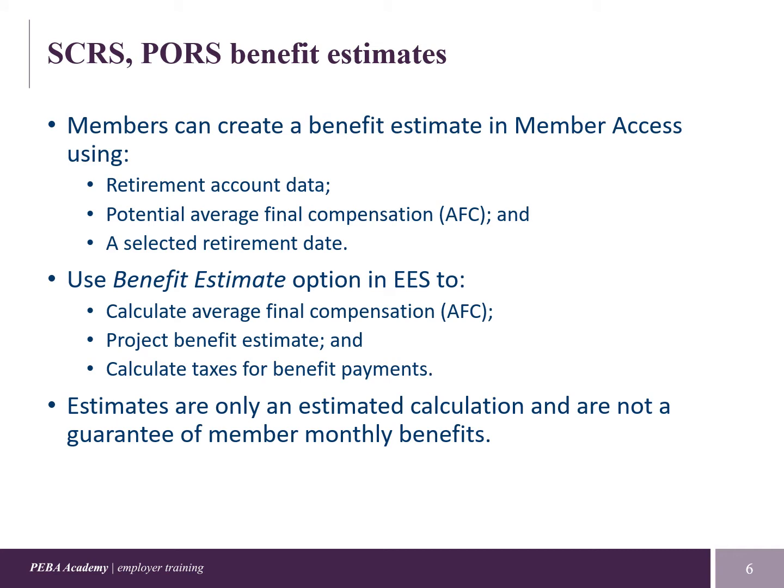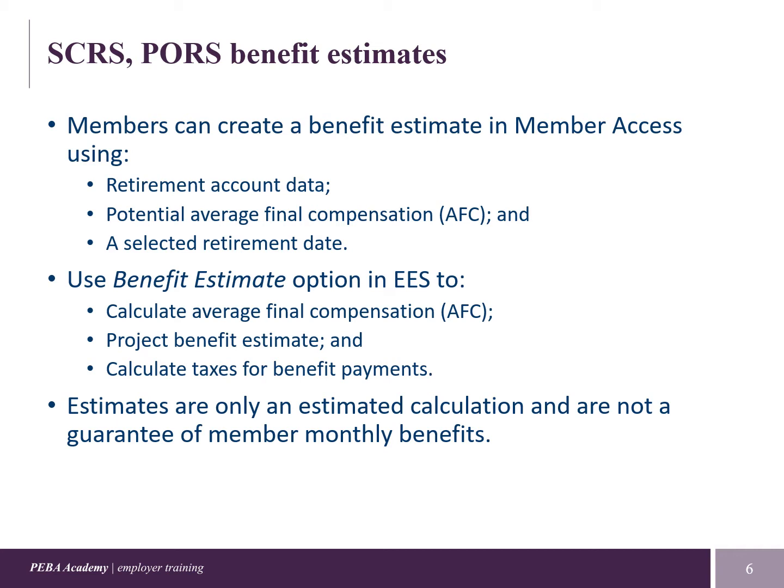As members prepare for retirement, it is important that they get an estimate of their retirement benefit. This can be done several ways. Member Access is a good option because it pulls the member's reported retirement data from our records, including his potential AFC. The member just needs to pick a retirement date. Members can run many benefit estimates as they consider various options.